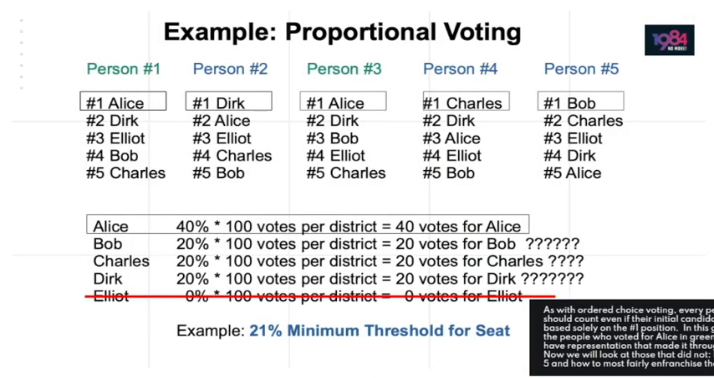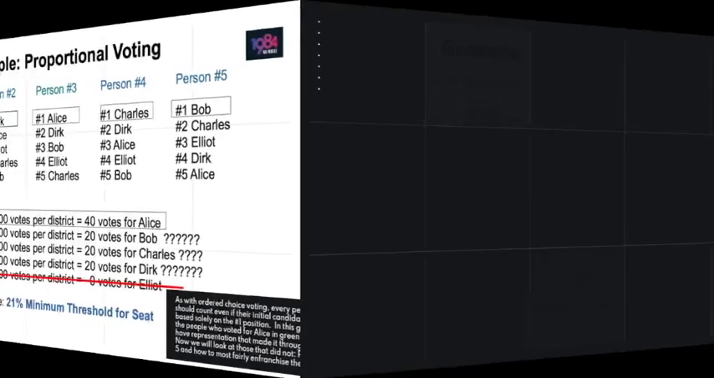In this graphic, you see the people who voted for Alice in green. They already have representation that made it through the first round. Now we will look at those that did not, persons 2, 4, and 5, and how to most fairly enfranchise them.